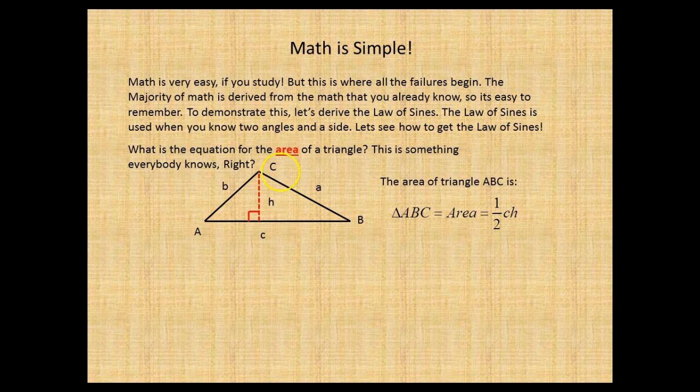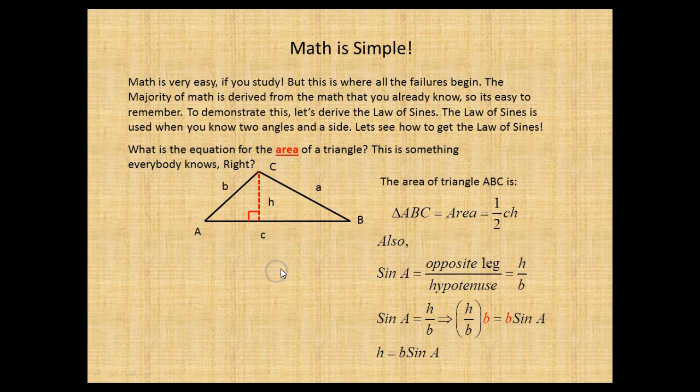Okay. The area of a triangle is equal to 1/2 the base times the height. The base is C, and the height is H. Well, we don't know what C is, and we don't know what H is. So let's look at this.